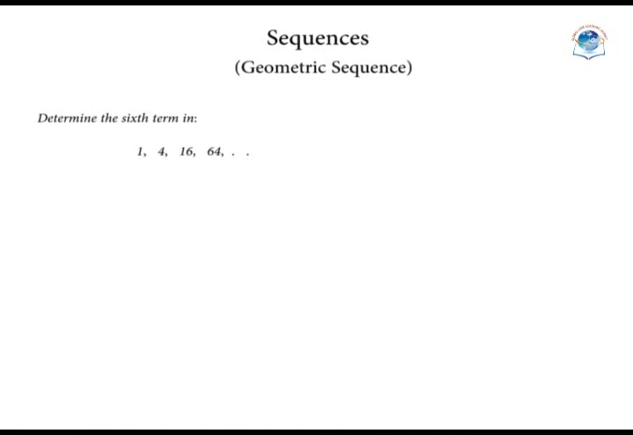For example, determine the 6th term in this sequence. In this sequence, we can see A is 1, and we can also see that R is 4. N is 6 because we are looking for the 6th term. And so we shall have 1 times 4 raised to power 5, giving us 1024. Note that in a geometric sequence, R cannot be 1, neither can it be 0.